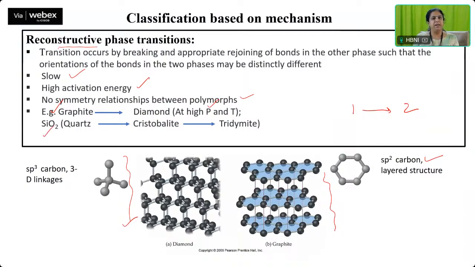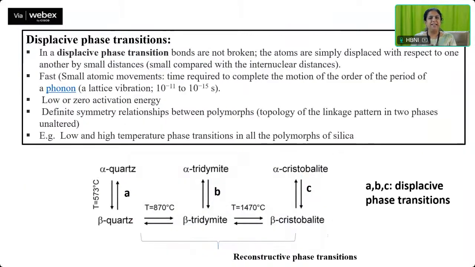Similarly, silica has four polymorphs, as I showed you earlier. Transition between those polymorphs, that is quartz to cristobalite, cristobalite to tridymite, is also an example of reconstructive phase transition. Second category, displacive phase transition. What does it mean? Again, as the word indicates, in displacive phase transition, the phase transition happens when atoms are simply displaced with respect to one another by smaller distances.